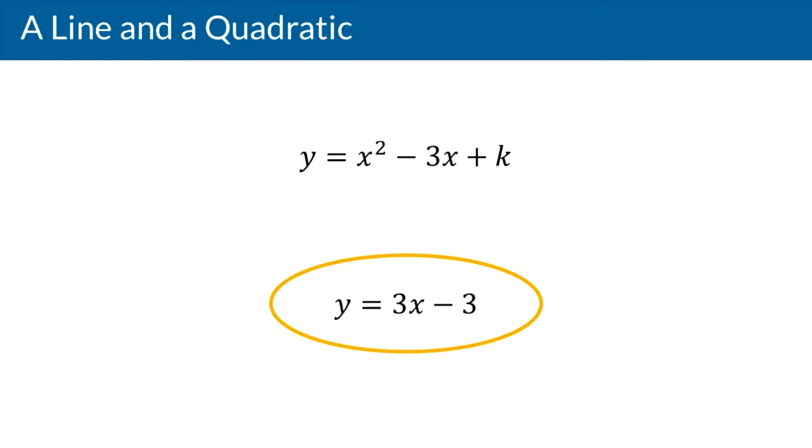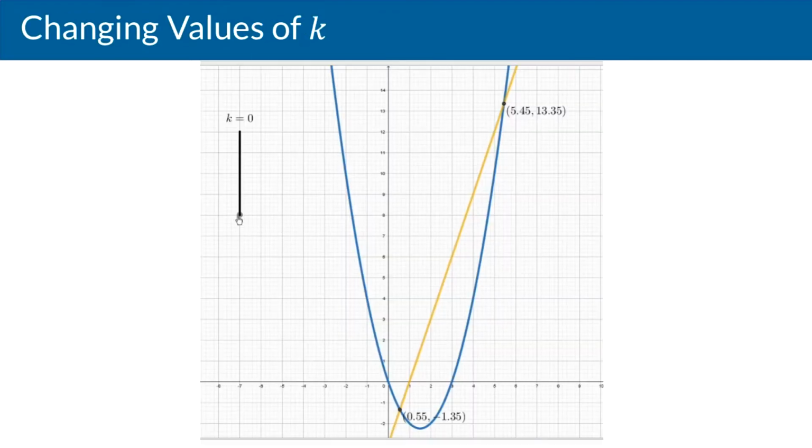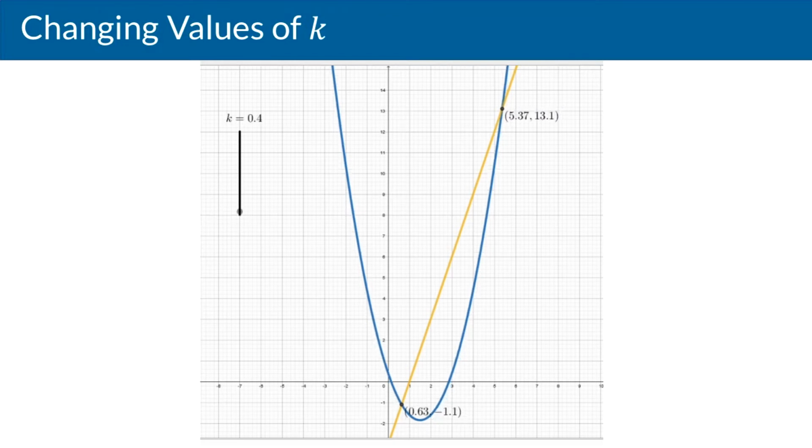There's no missing parameter in the equation for the line, though, so the slope of this line is 3, and its y-intercept is at (0, -3). Let's consider what these look like when graphed together. While the line remains unmovable, you can see as I adjust the value of k, I move the quadratic up or down depending on how the value is changed.